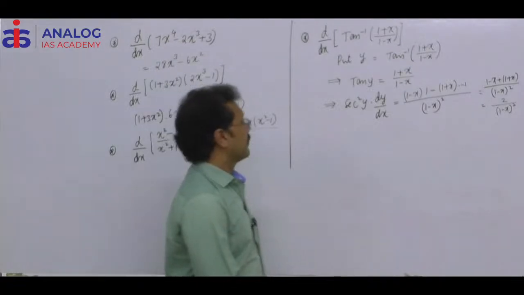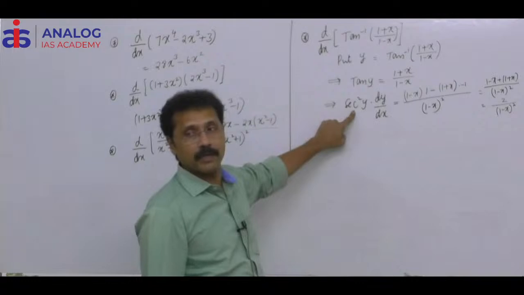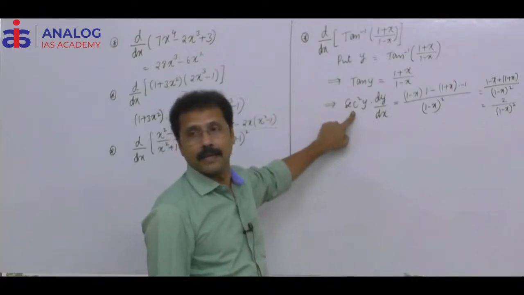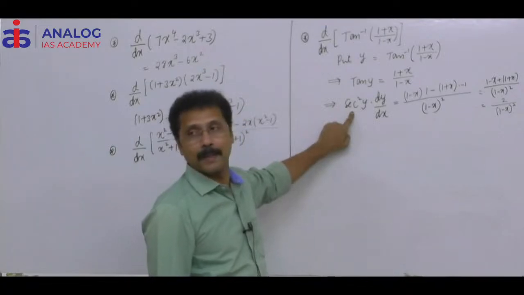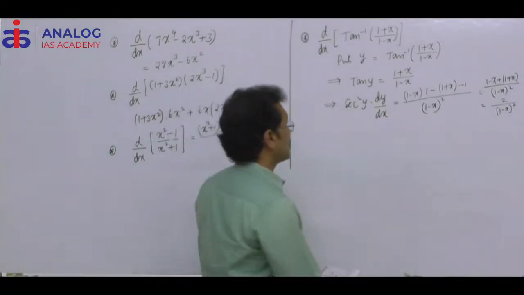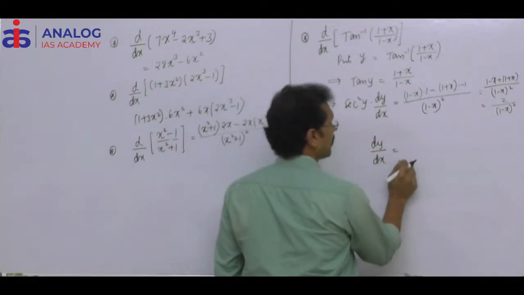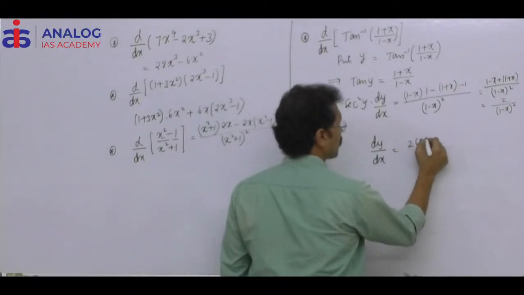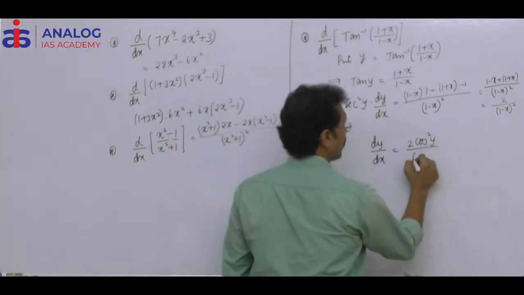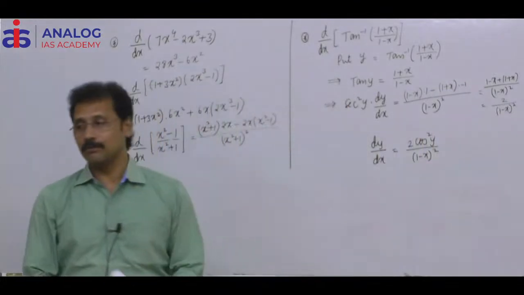Again, if tan y is 1 plus x by 1 minus x, what would be secant square y? Tan y is this, secant square y. Convert everything, because I want dy by dx now. I want dy by dx only, which is nothing but, if we go to the side, this becomes 2 cos square y by 1 minus x whole square. But this cos square y, you have to convert it in terms of x.